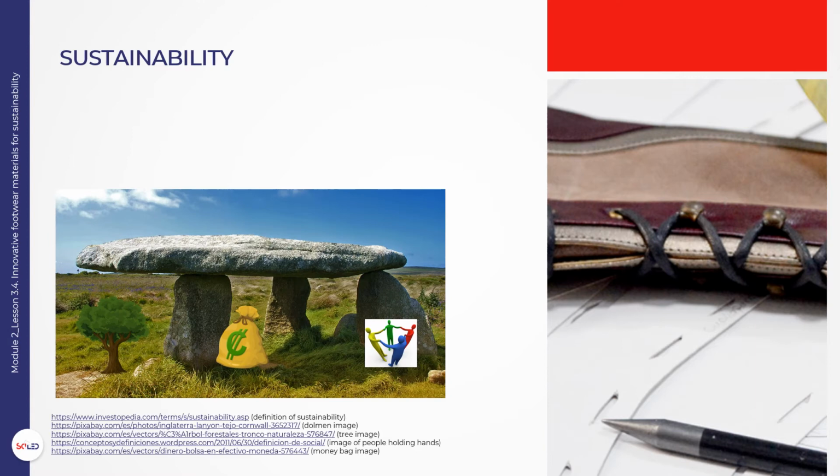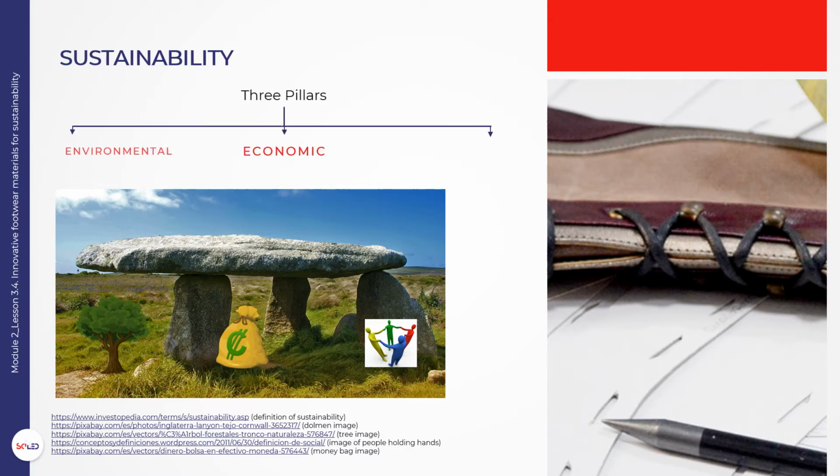Sustainability focuses on meeting the needs of the present without compromising the ability of future generations to meet their needs. The concept of sustainability is composed of three pillars: economic, environmental, and social, also known informally as profits, planet, and people.